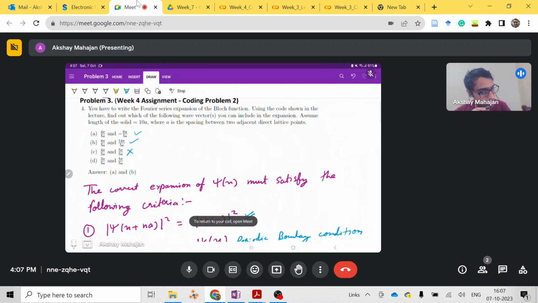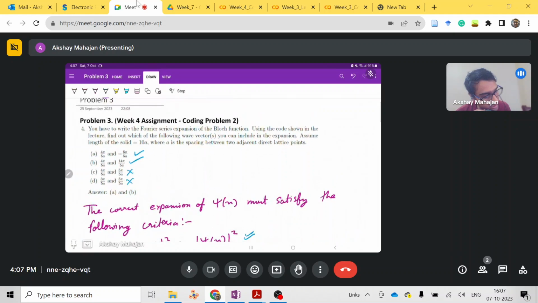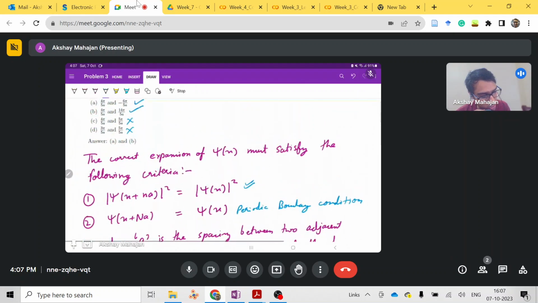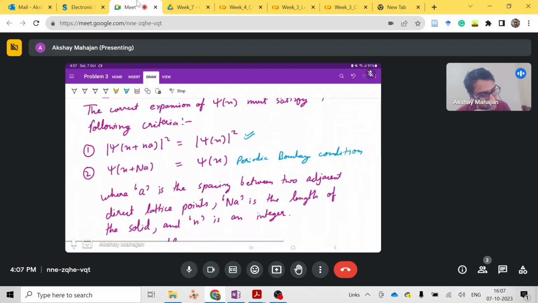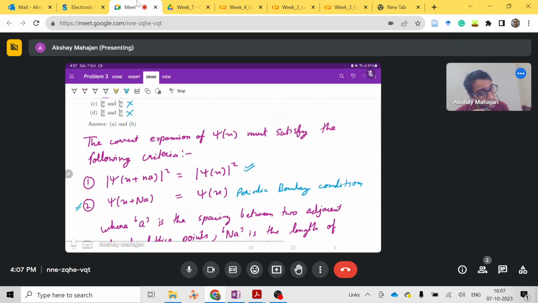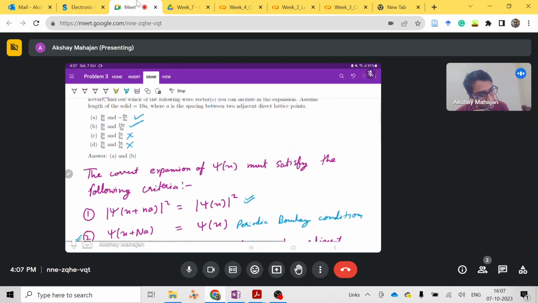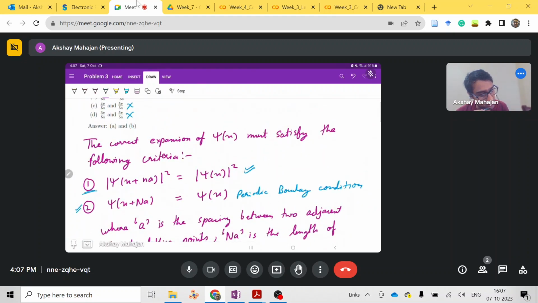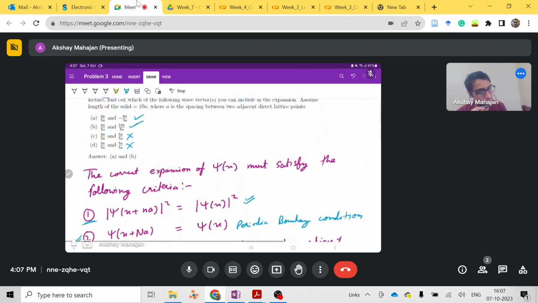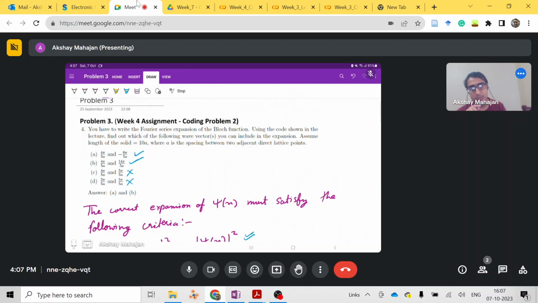Alright, so from our code we have seen that the A and B wave vectors satisfy all four options for the periodic boundary condition. But the first condition, the mod of psi squared, is being satisfied by options A and B only. It is not being satisfied by options C and D. So our answer will be A and B.